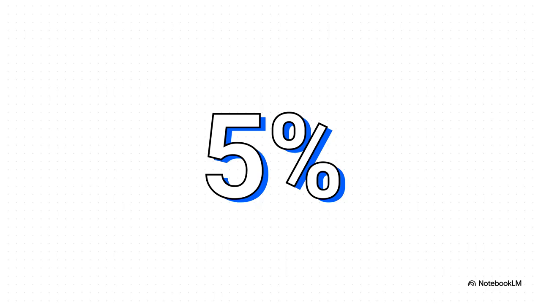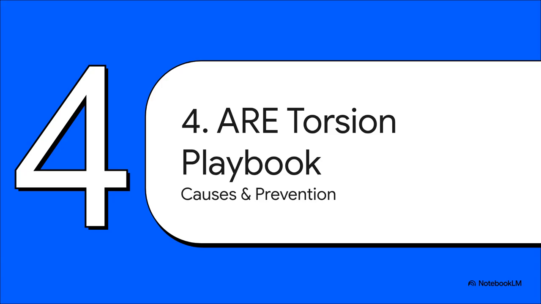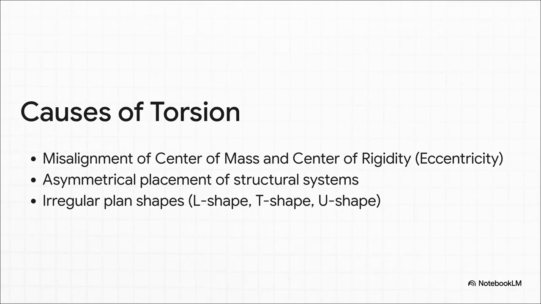So if your building is, say, 100 feet wide, you have to design as if that force is hitting 5 feet off center, period. Okay, enough theory. Let's get practical. This next part is your playbook for any torsion question the ARE decides to throw at you. First things first, let's nail down the causes.